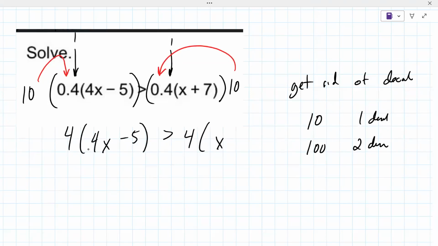And then you've got x plus 7. So we've done enough now that I think you ought to try this from here. I'll check your answer. All right, sounds good.